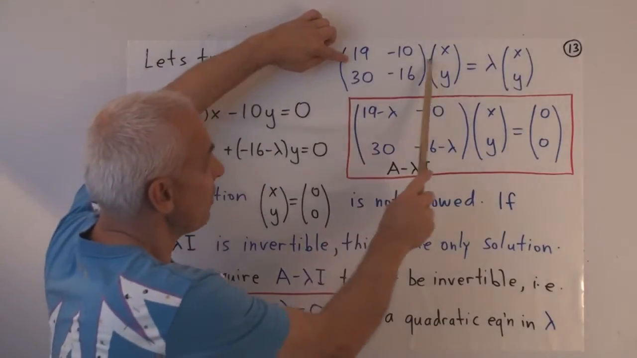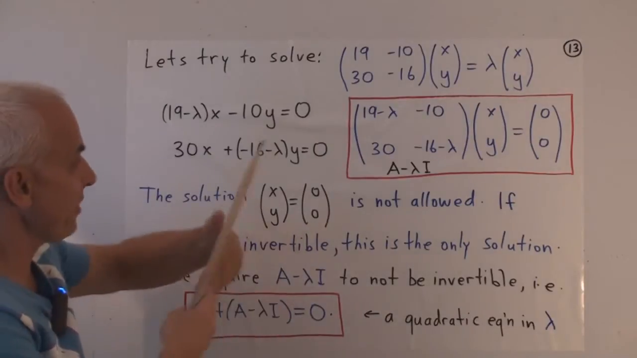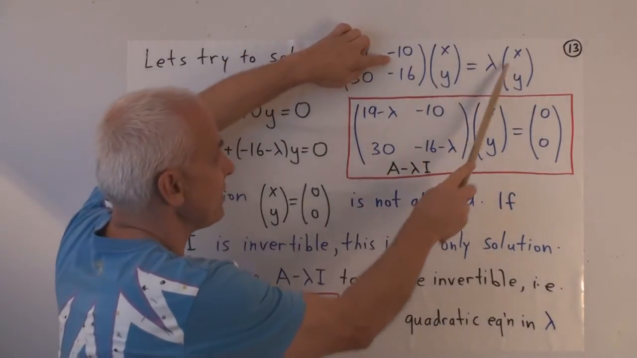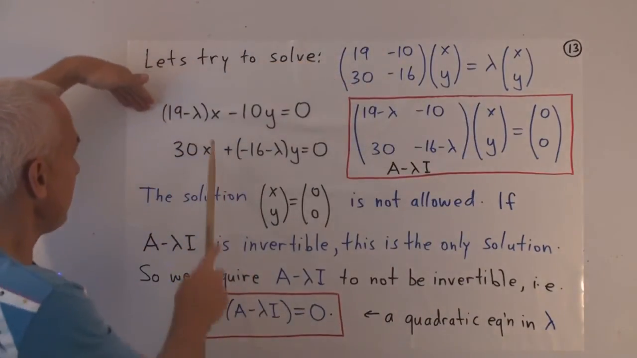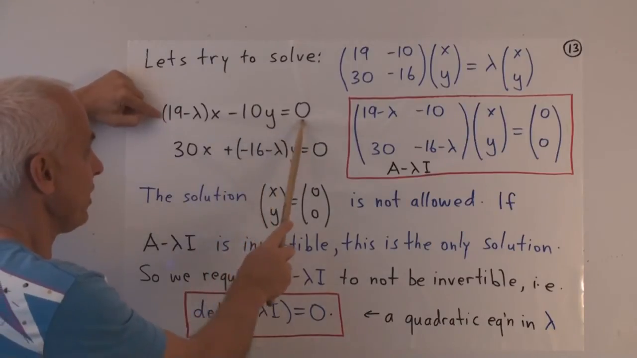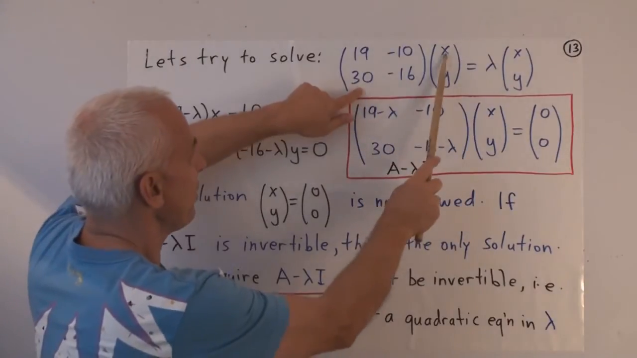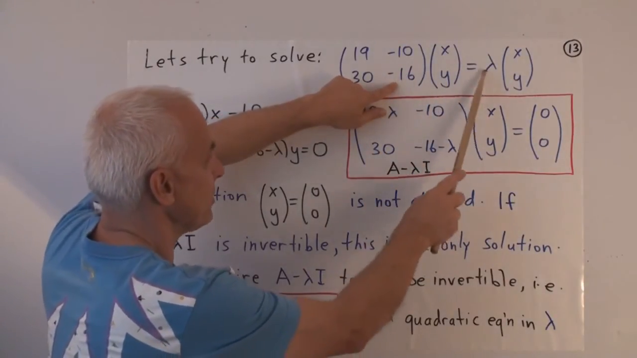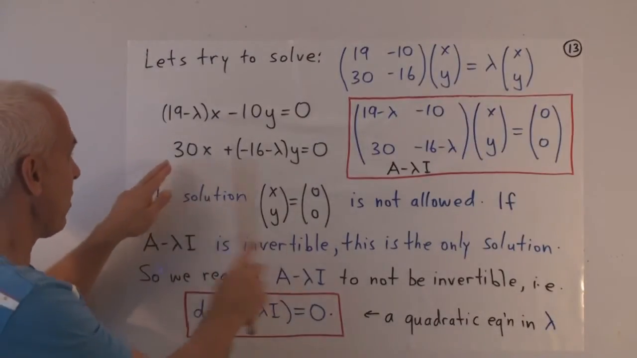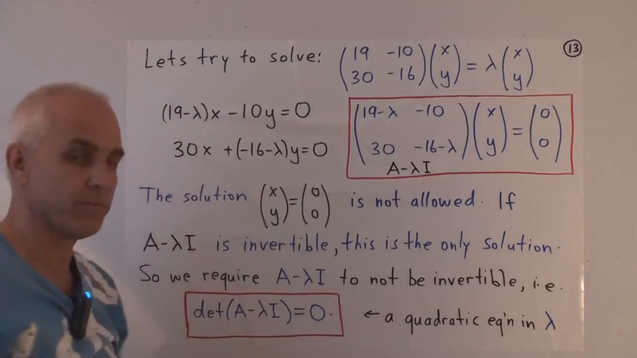Let's write out each of these equations, there are 2 of them, just to orient ourselves, and let's bring everything to one side. So 19x minus 10y equals lambda x. We'll bring the lambda x to the other side so that it's 19 minus lambda, times x, minus 10y equals 0. That's the first equation. The second equation, 30x minus 16y equals lambda y, we'll bring the lambda y also to the other side. So that reads now 30x plus minus 16 minus lambda, times y, equals 0.